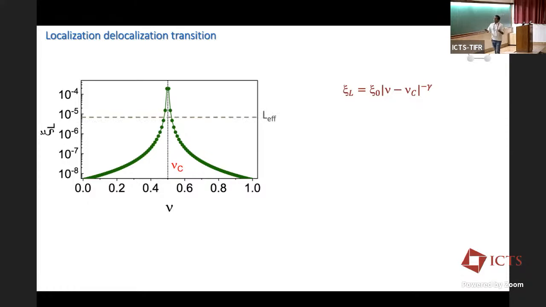And of course, in reality, the localization length will never diverge. It will always get cut off by an effective length, which can be the real size of your sample or the phase coherent length or some other length scale in the system.